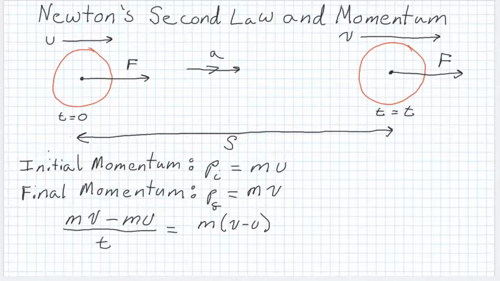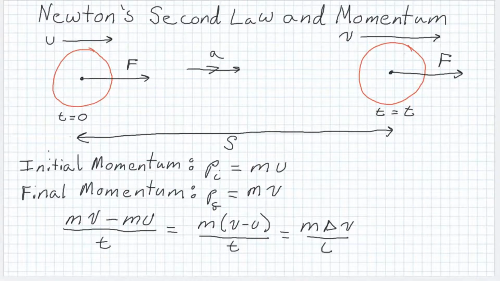We just get final velocity minus initial velocity divided by time. So I get mass times our change in velocity over our change in time. Our change in velocity over change in time is an acceleration, so I get ma, mass times acceleration. If you remember Newton's second law, force is equal to mass times acceleration. So all of this is equal to mass times acceleration.